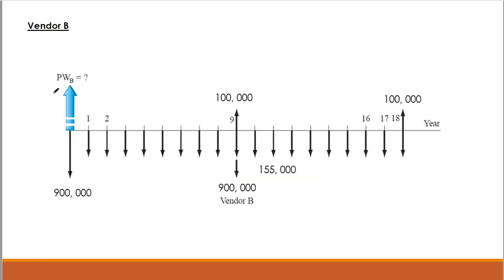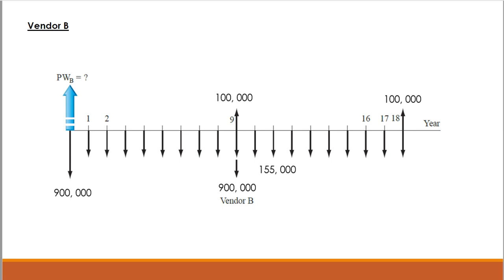Vendor B naman, since 9 years yung life niya, dalawang cycle lang. Okay? So initial investment natin na 900,000. Salvage value at the end of 9 years is 100,000. Annual maintenance and operations cost is 155,000. We're going to repeat the same cycle, and then, yun na. Yun na yung point ng ating 18th year.